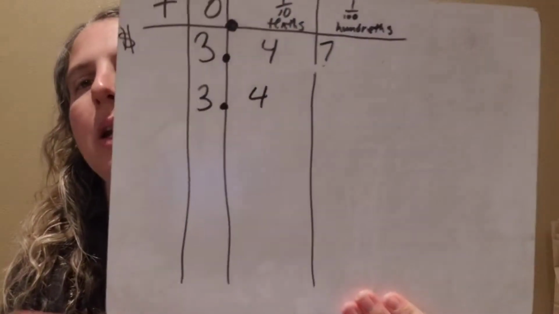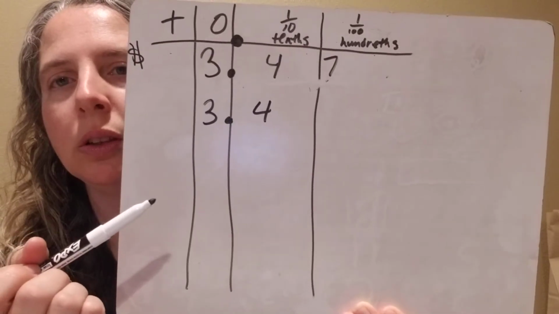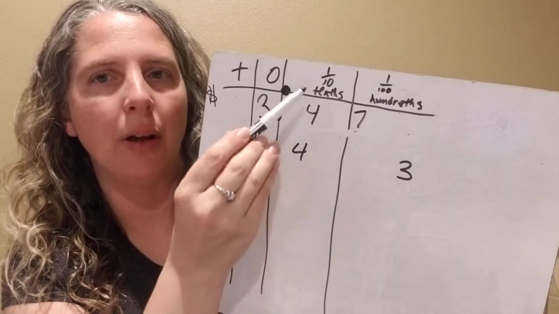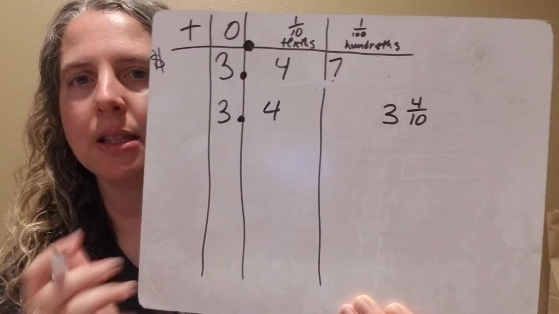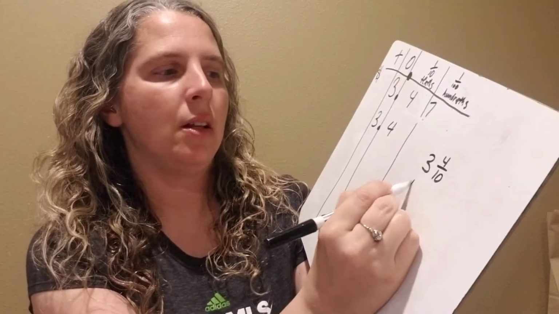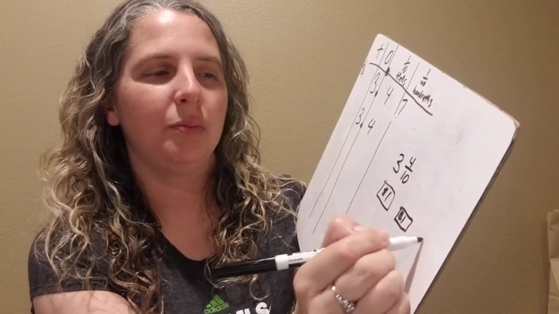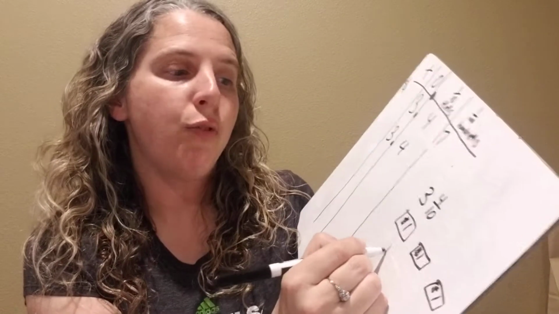Okay? So if we're looking at 3 and 4 tenths, and I'm writing that as a fraction, how many whole do I have? I have 3, and then I have 4 out of 10. I have 3 and 4 tenths. Okay, so this would be like having $3. And then what coin is worth 10? A dime. I have 4 dimes.